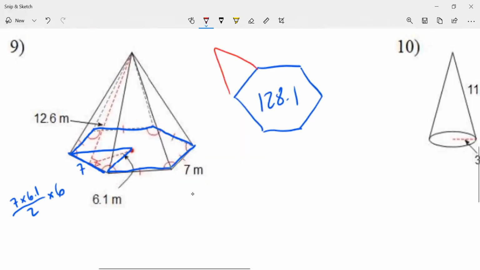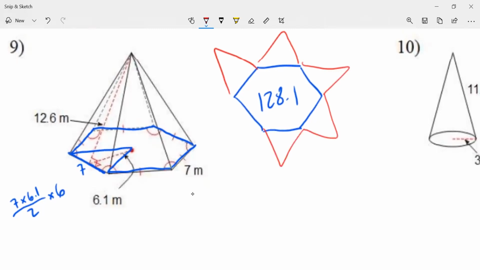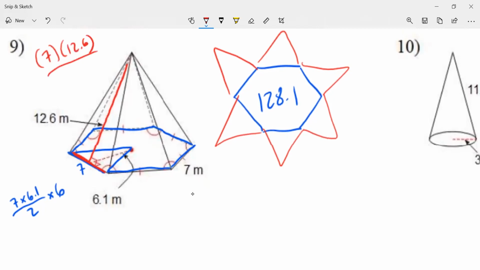Then on each side, there's a triangle. So in this case, there are 6 triangles. For my triangle, I'm going to use 7 times 12.6 divided by 2, and I get 44.1. So each of my triangles is 44.1. Now add everything. We're going to add 44.1 6 times plus 128.1, and I get 392.7.